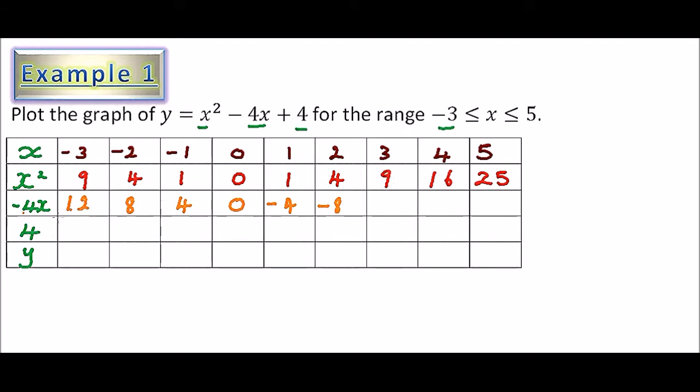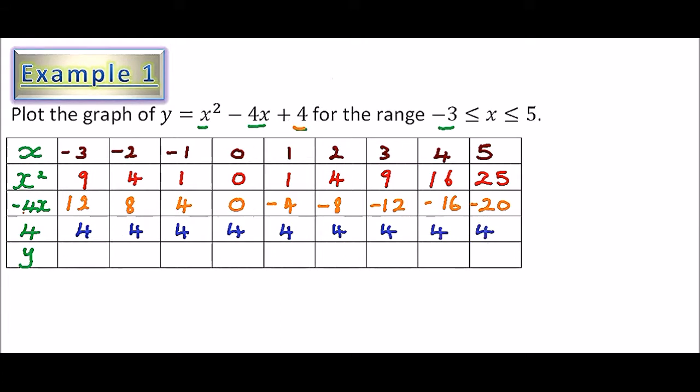Then we have minus 4 times 3, you get minus 12. We have minus 4 times 4, you get minus 16. Then we have minus 4 times 5, you get minus 20. 4 is a constant here, so we just write 4 throughout that row. So we have 4, another 4, 4, 4, 4, 4.